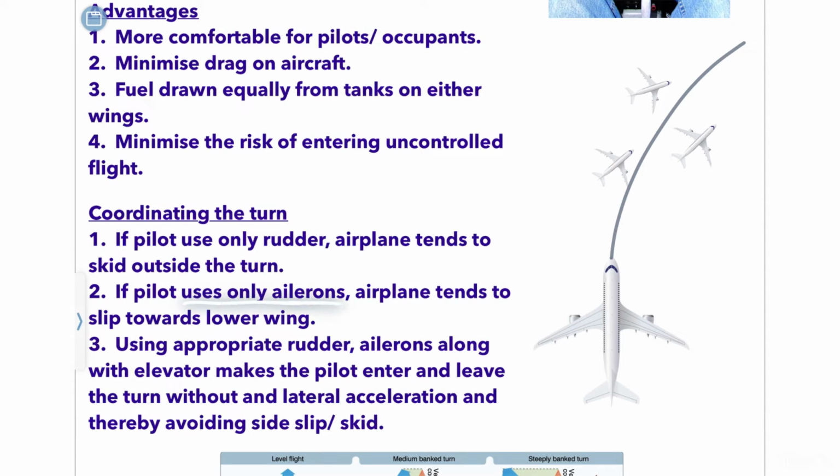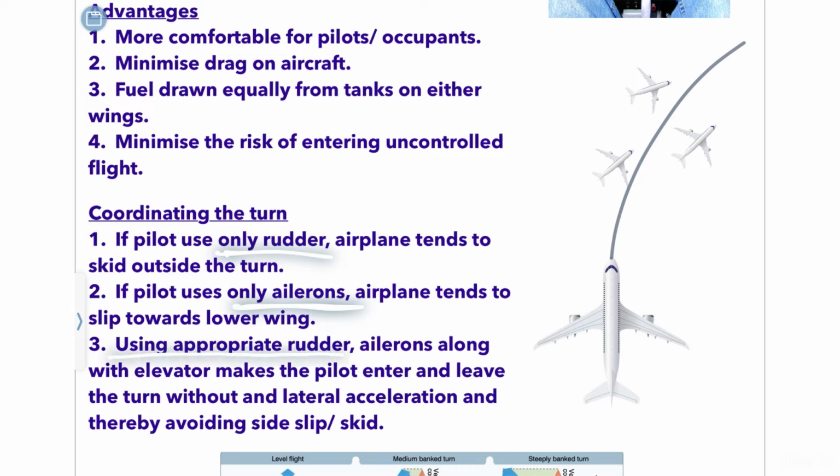If the pilot uses only ailerons, meaning the controls on the wings, and the aircraft is just banking, not using any rudder or elevator, the aircraft will slip. As written here, with ailerons only, the airplane tends to slip towards the lower wing. This is the lower wing, and this is how the aircraft will go. So in either case, the pilot should not use only rudder or only ailerons.